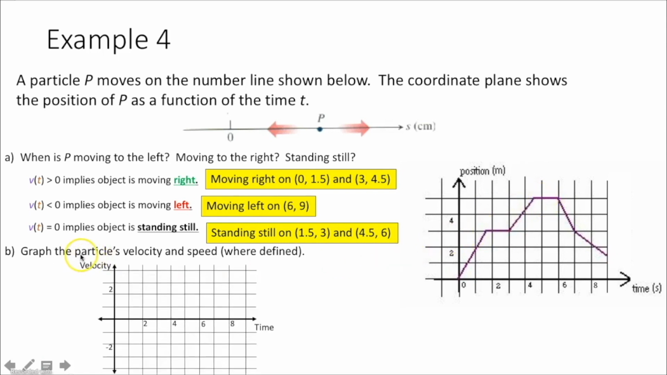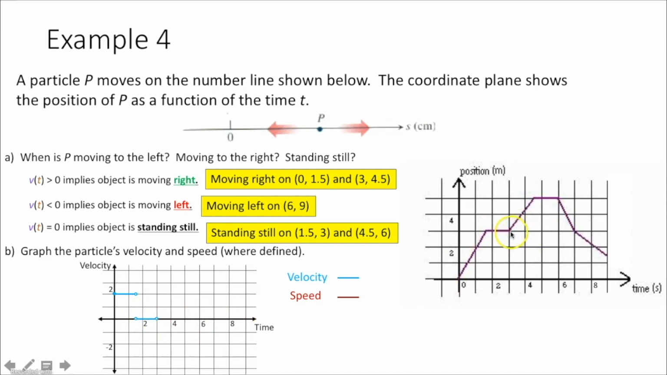Now, let's graph the particle's velocity and speed where defined. So we're first going to graph the velocity. So the velocity from time 0 to time 1.5 is going to be positive, and it looks like up 2 over 1, so it would be a positive 2. So from 0 to 1.5, we have a slope of 2. That means our velocity is 2 over that time. Then from 1.5 to 3, we have a horizontal slope of our tangent line, which means the velocity is 0. So from 1.5 to 3, we have a 0 velocity.